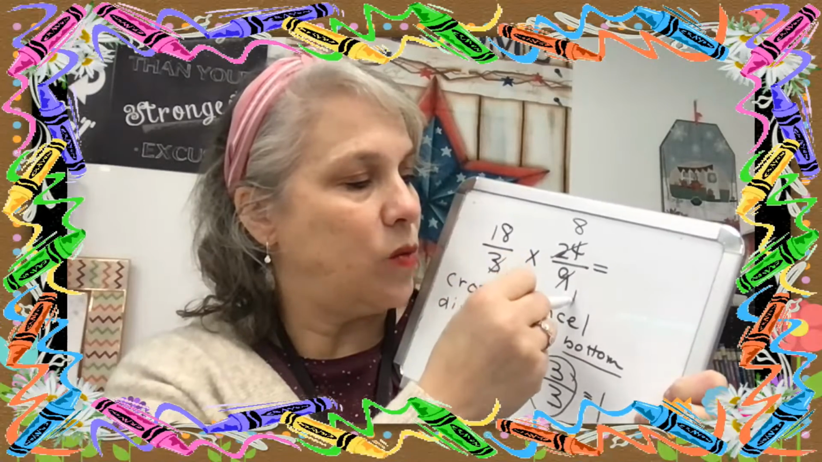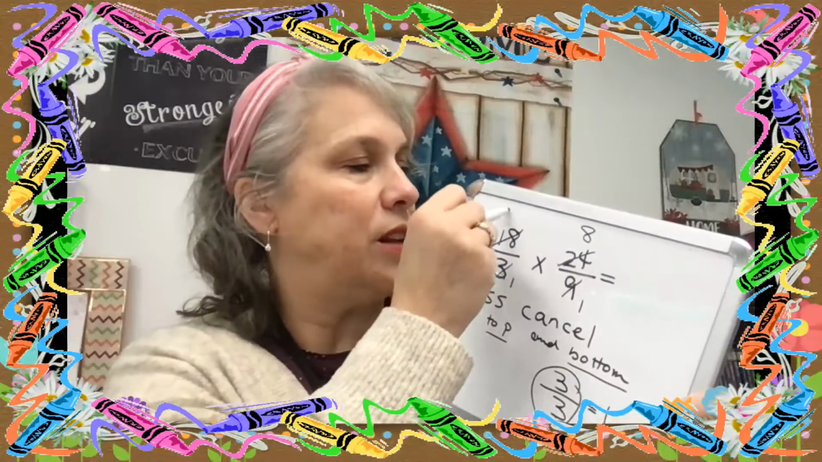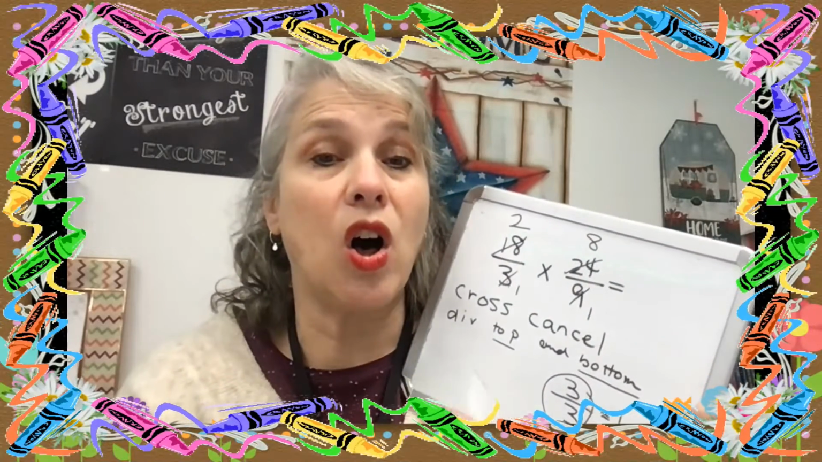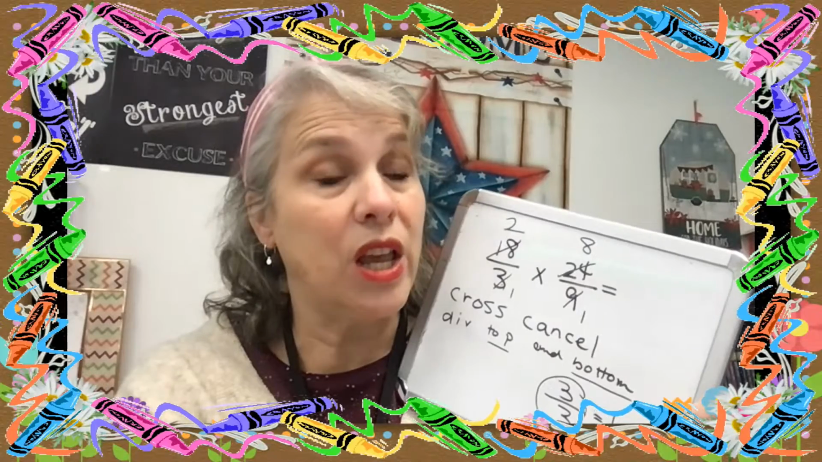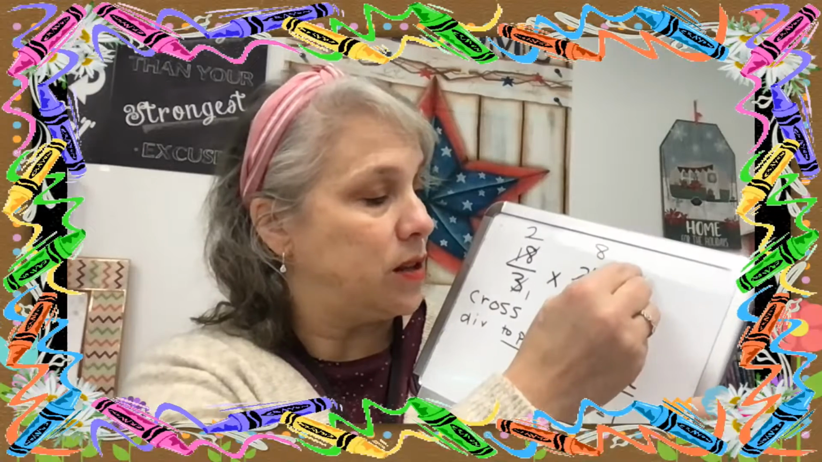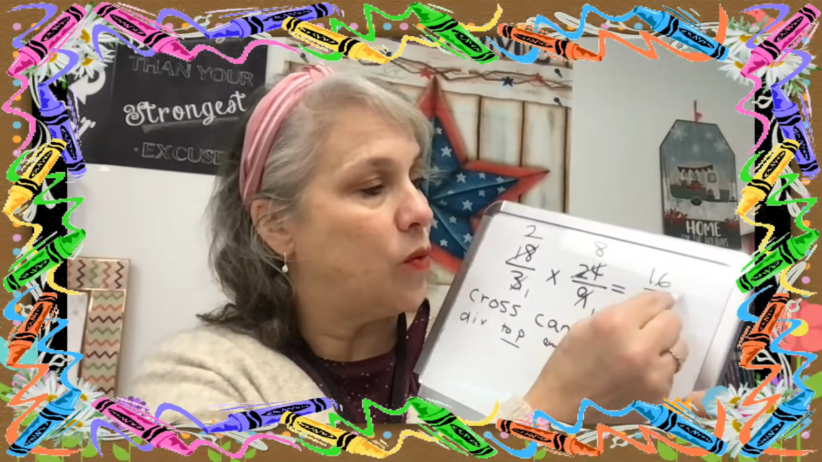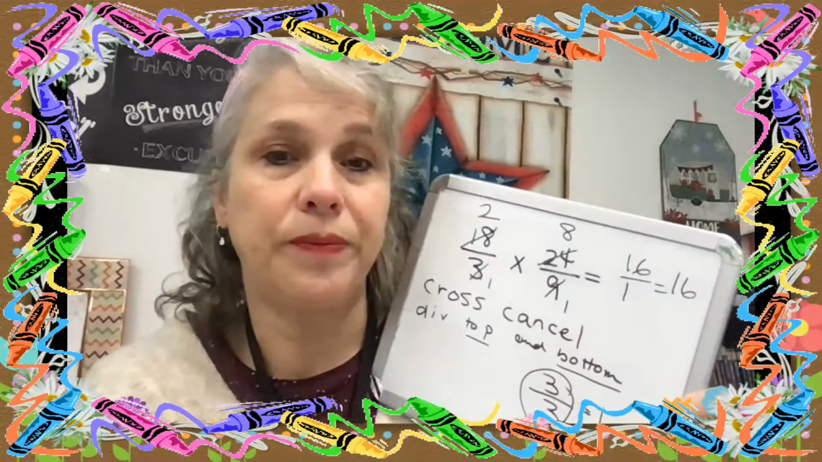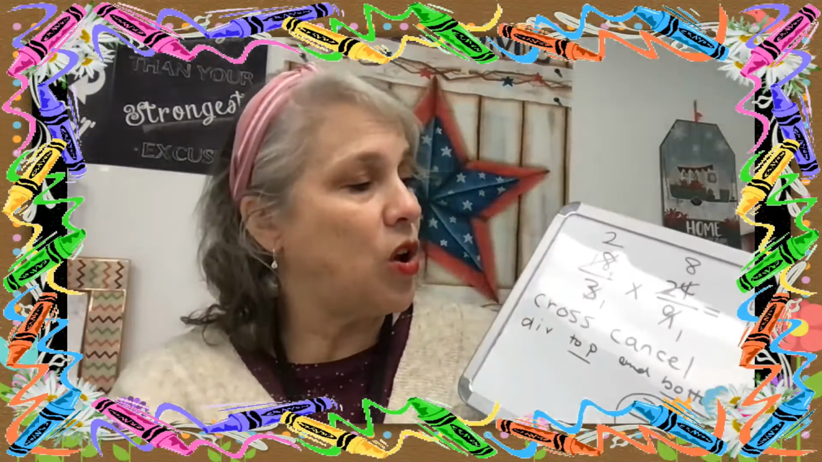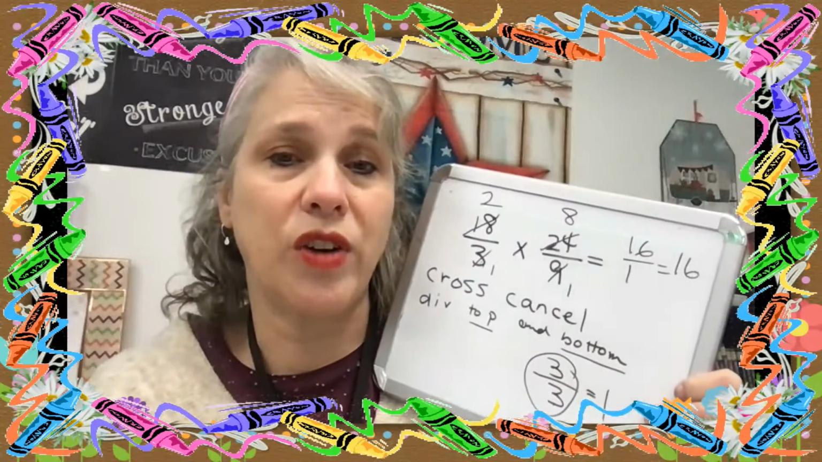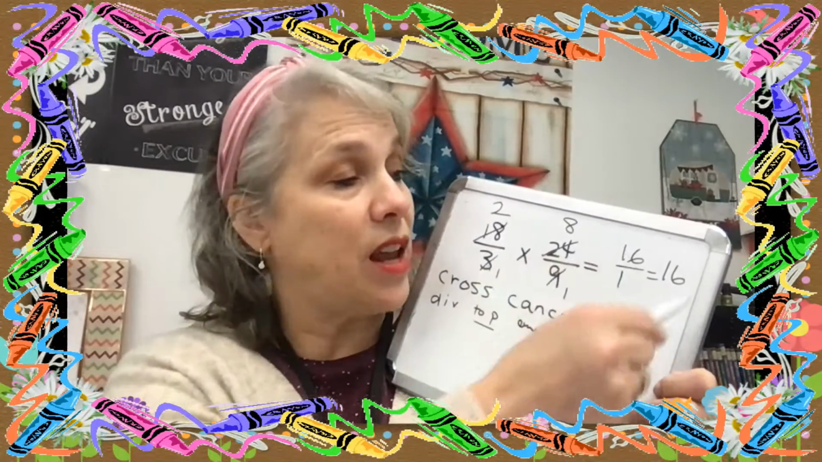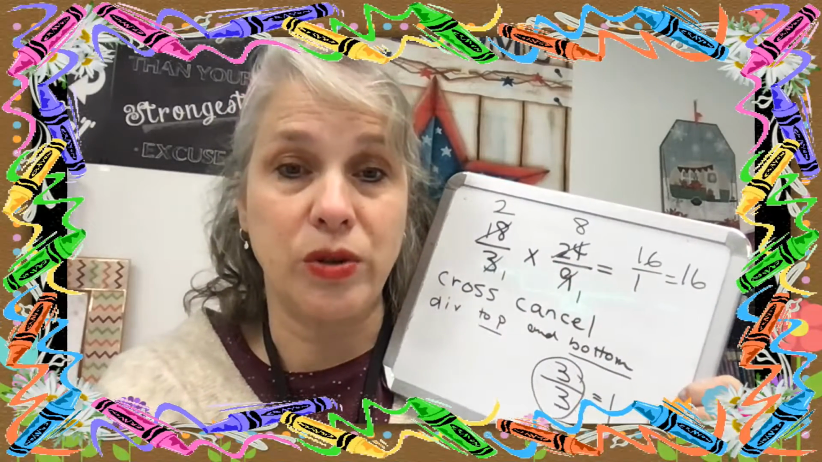9 goes into 9 once, 9 goes into 18 twice. Now, if I cross cancel all of the common factors, my final answer should be reduced all the way. So 2 times 8 is 16. 16 over 1, which is 16. Any number over 1 is that number. Okay, so if I do the cross canceling correctly and I divide out all the common factors, then like I said, I'll end up with a number that is already reduced.